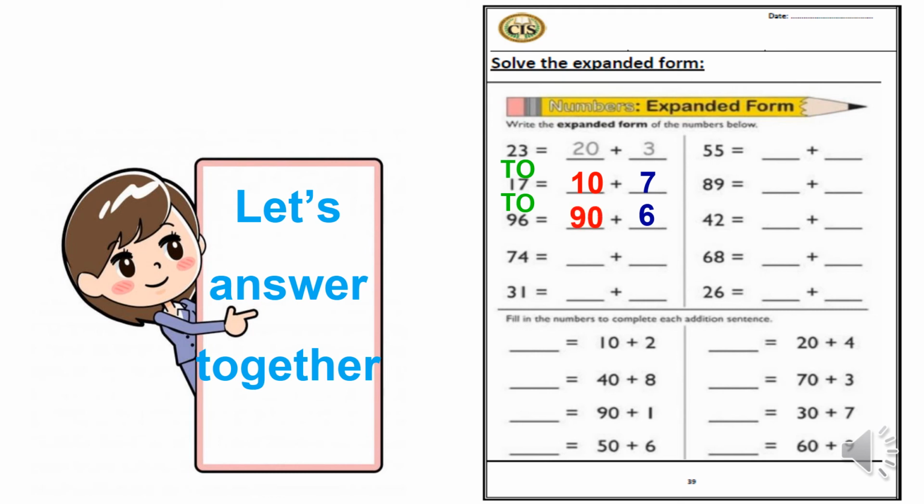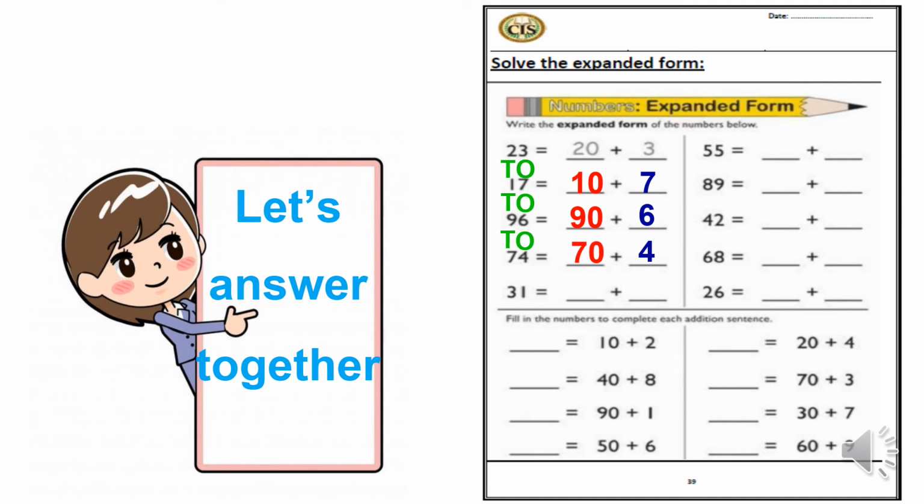Next, we have here 74. We put our places, ones, tens. Okay, we have here 4 in ones. So its value will be equal to 4. 7 in tens. So its value will be equal to 70.